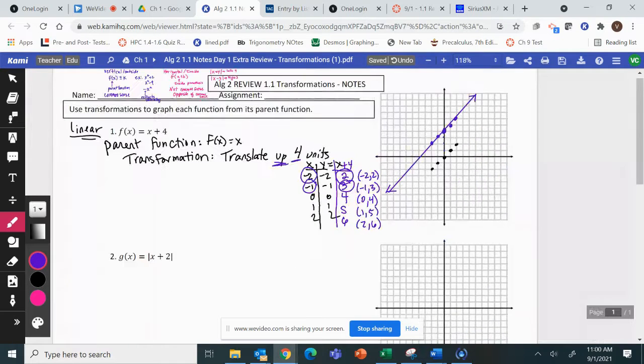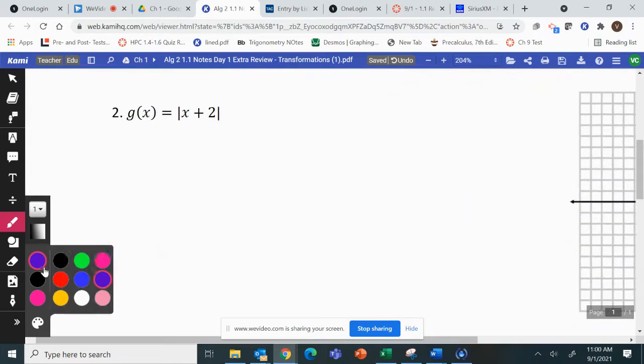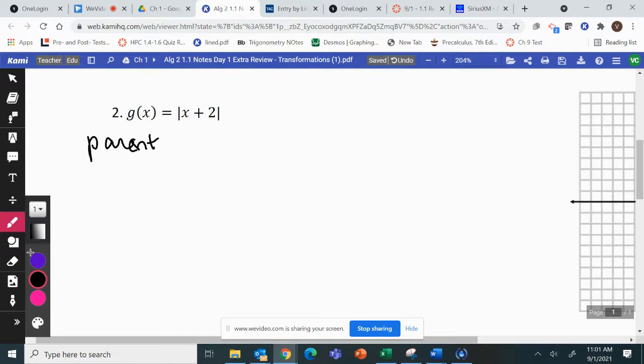All right, so let's do another one. We've got g of x equals absolute value of x plus 2. So the first thing I need to think about is what is its parent function? I've already said the family name when I read it out loud. I said the family name. What's the family name?